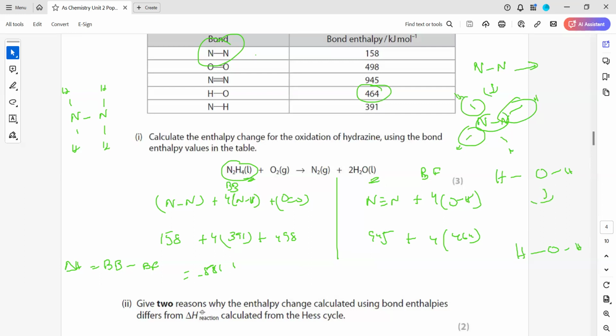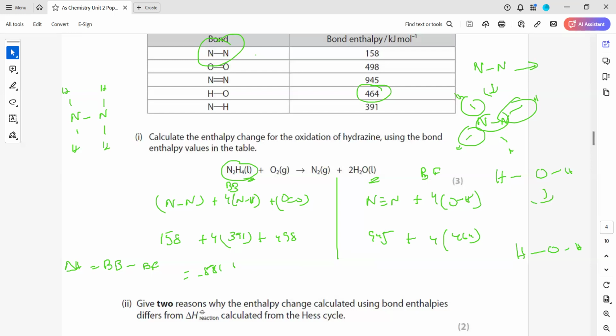So one reason why, whenever we calculate the enthalpy change using bond enthalpy, we won't get the same answer as Hess's law is because the bond enthalpies are always based on the gaseous substance. The substance should be in a gaseous state.